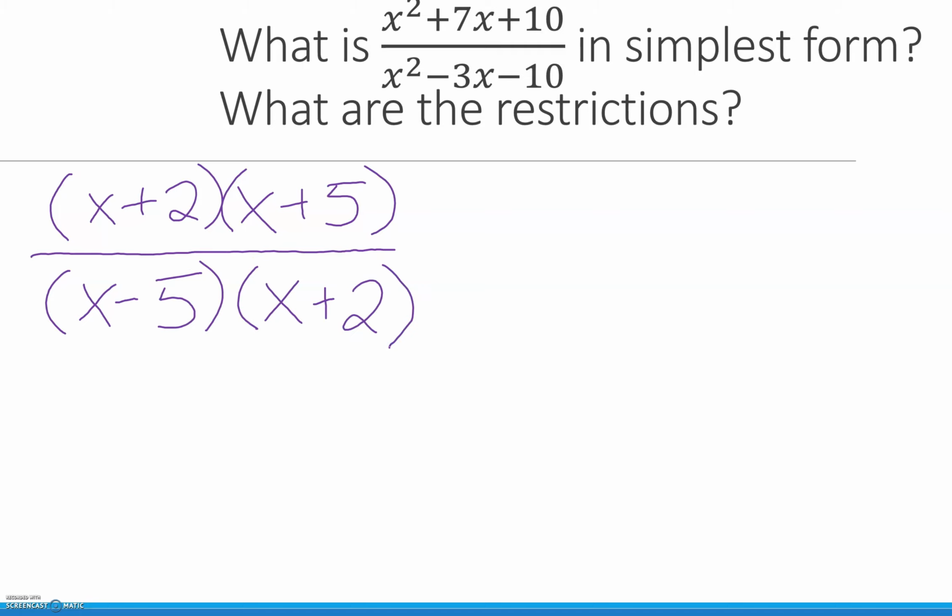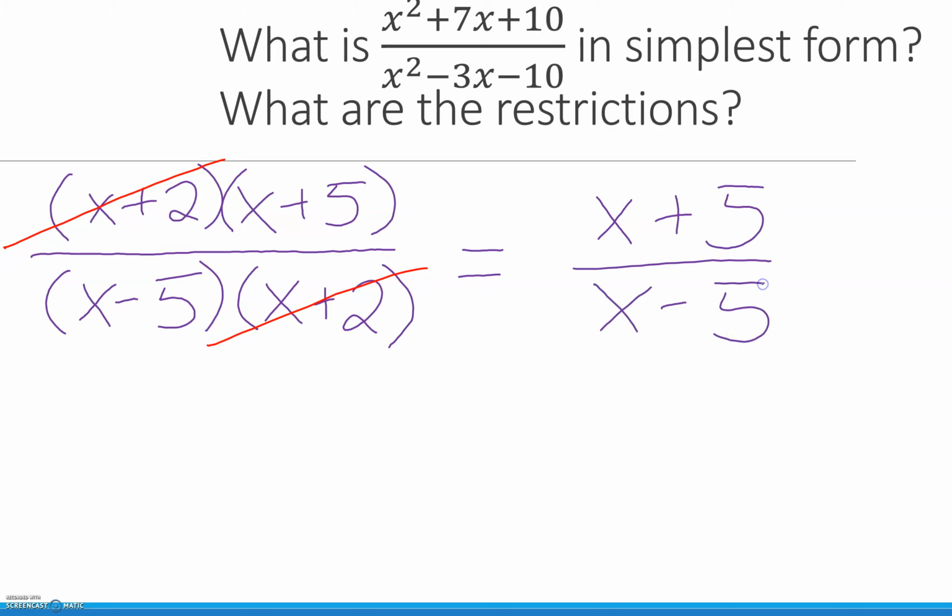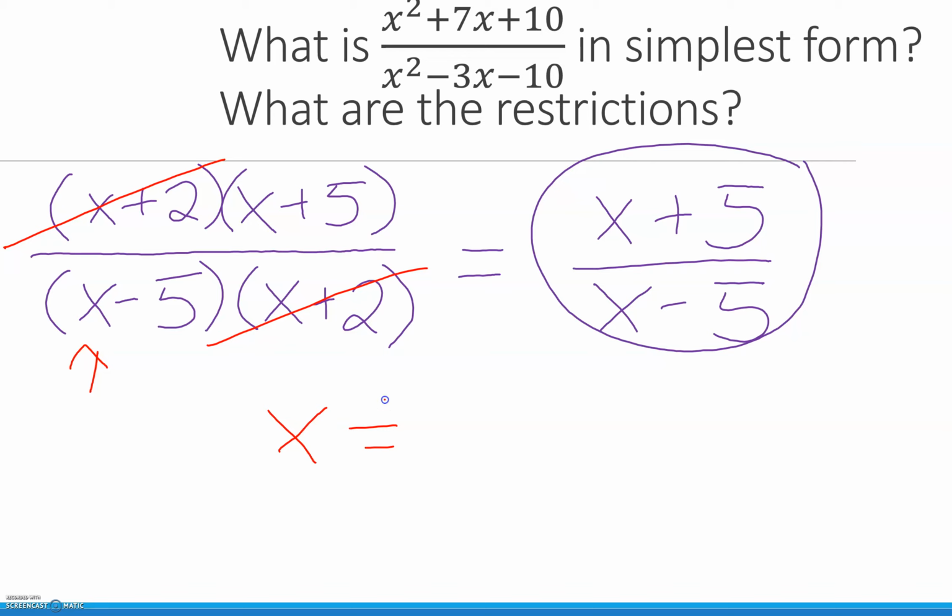Now, looking at the numerator and denominator, they both have an x plus 2 in common. So those can be divided out or factored out. Now, when we do that, that's going to leave us with x plus 5 over x minus 5. This would be our answer in simplest form. But we're also asked to find the restrictions. Now, restrictions are numbers that make the denominator equal to 0. For example, if I replace this x with a 5, 5 minus 5 is 0, I would be divided by 0. So x cannot equal 5.